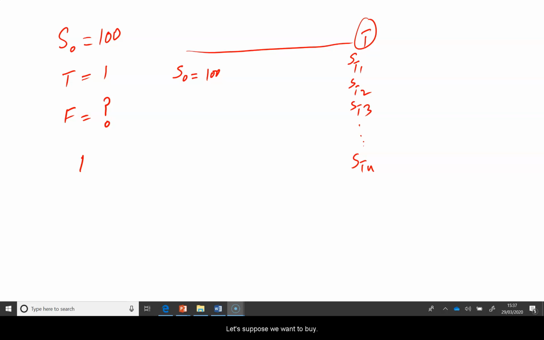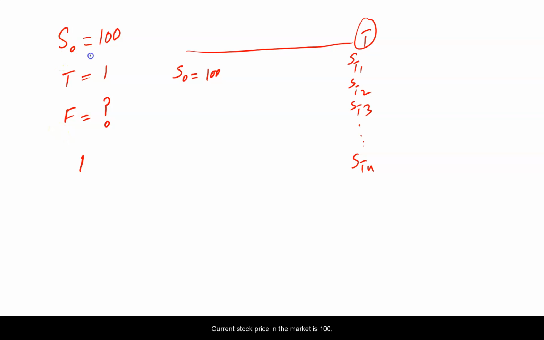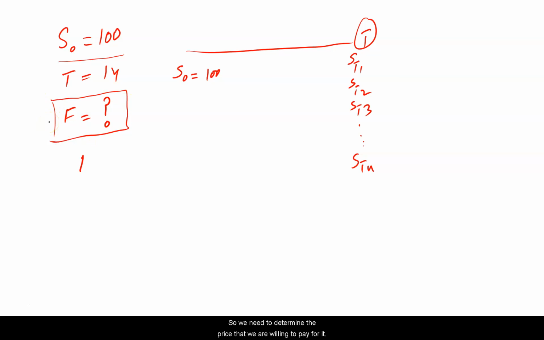Let's suppose we want to buy a stock 1 year from now. The current stock price in the market is 100 and we want to buy it 1 year later. So we need to determine the price that we are willing to pay for it 1 year from now. Now, that price will depend upon the current stock price and the cost of carry. So let me write this.